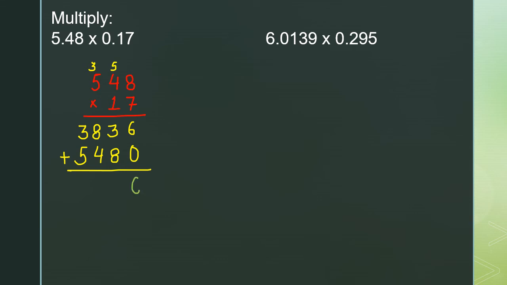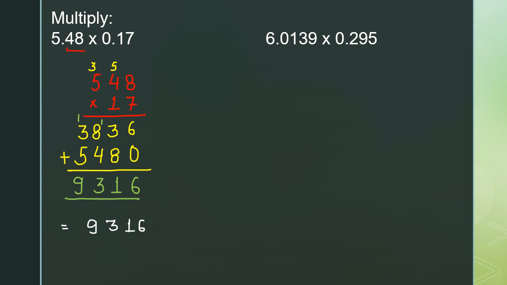Sum will be 6 plus 0, 6. 3 plus 8, 11. 1 carry. 8 plus 1, 9. Plus 4, 13. 1 carry. 3 plus 1, 4 and 5, 9. So the product of 548 and 17 is 9316. Now we have to count the number of digits after decimal in the multiplicand and multiplier.